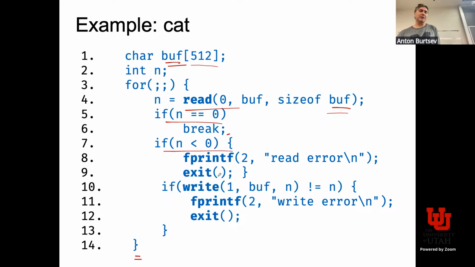If it's a negative number, which is the convention they came up with, not ideal, but that's a convention, it means there was an error reading something, and they output the fact that they encountered an error to the standard error descriptor, and then exit the program. But if everything went okay, and I read 512 bytes or less, maybe this number can be less than 512, you just write it to the standard output, right? You say, look, there's the buffer, there's how many bytes I read. If this one fails, you again print an error and exit, right?